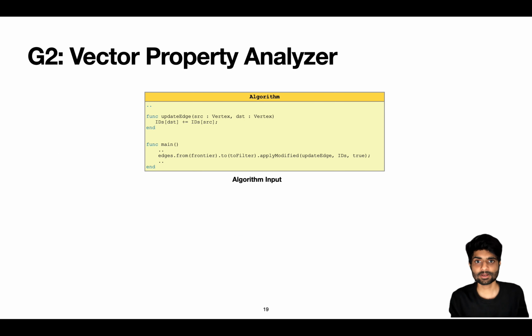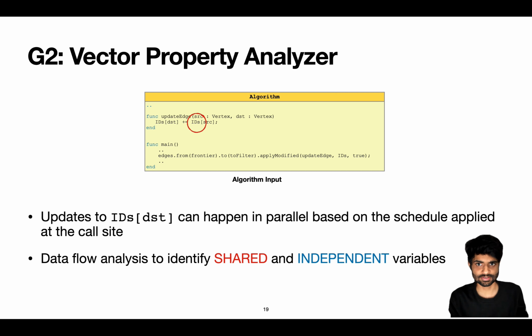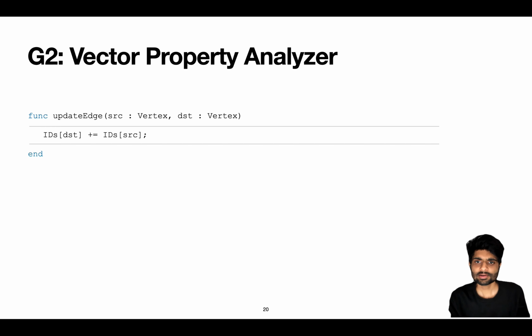Here is an excerpt from a typical G2 algorithm input with a user-defined function, updateEdge, that is applied to each edge being processed. This function has a sum reduction in the property IDs associated with each vertex. When invoked in parallel, this reduction might require atomic synchronization for correctness. To keep the developer effort at a minimum and not require them to manually insert atomic synchronization, the G2 compiler performs a data flow analysis to identify shared and independent variables in the user-defined function. Let us zoom into the function and see how it works.